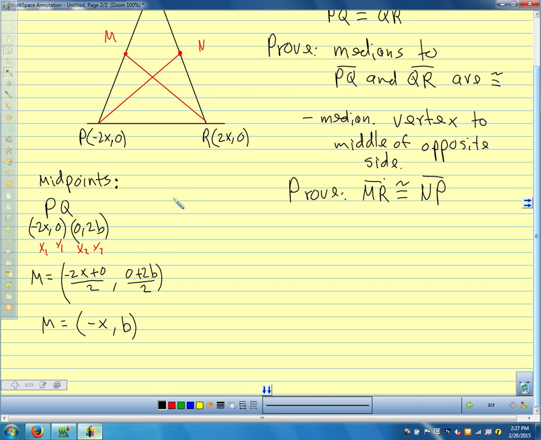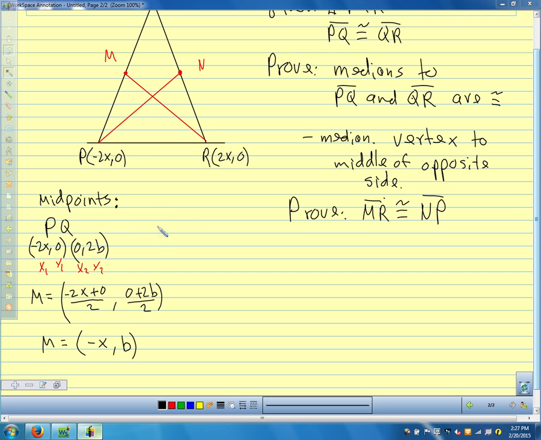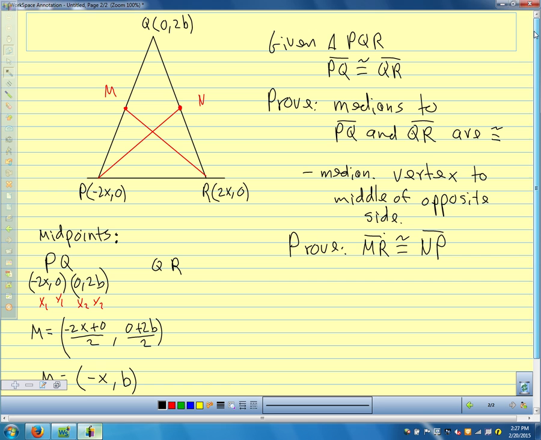Now let's find the midpoint between Q and R. So our points there are 0, 2b, and 2x, 0. We'll label those x1, y1, x2, y2. So N equals the point x1 plus x2, 0 plus 2x, divided by 2, and y1 plus y2, 2b plus 0, divided by 2. So N equals 0 plus 2x is 2x, divided by 2 is x. 2b plus 0 is 2b, divided by 2 is b. So there are midpoints.